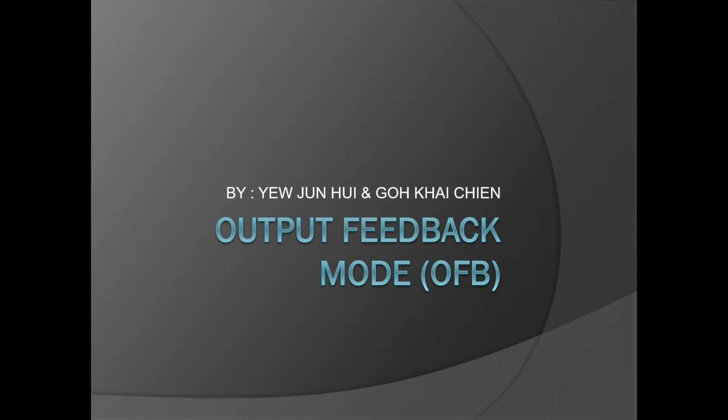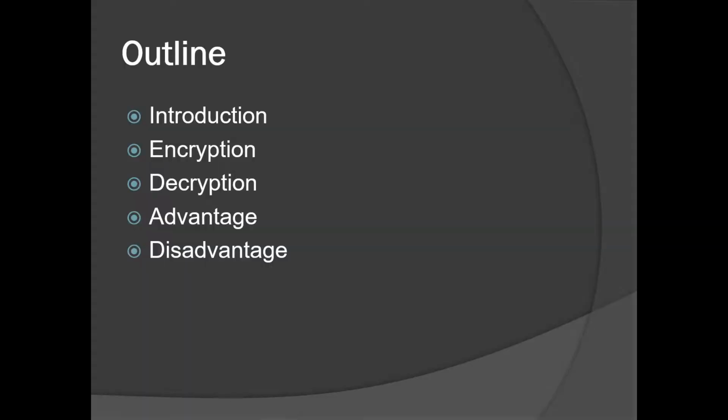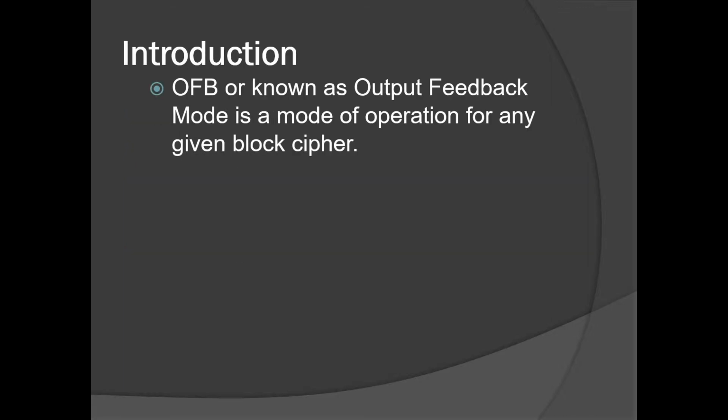Hello there, today we are going to talk about output feedback mode of block ciphers. We will first give you an introduction, then talk about the encryption and decryption process, and finally talk about the advantages and disadvantages. OFB, also known as output feedback mode, is a mode of operation for any given block cipher.